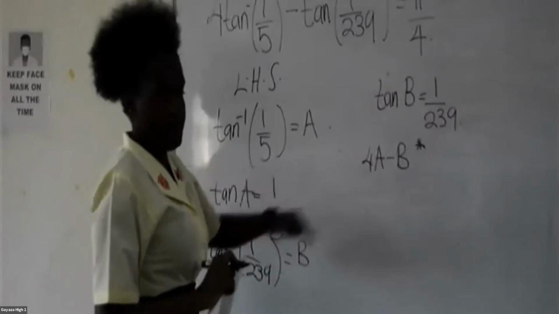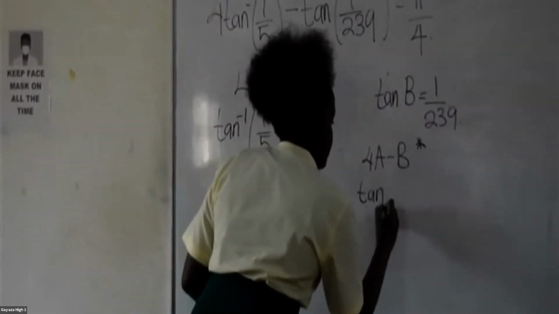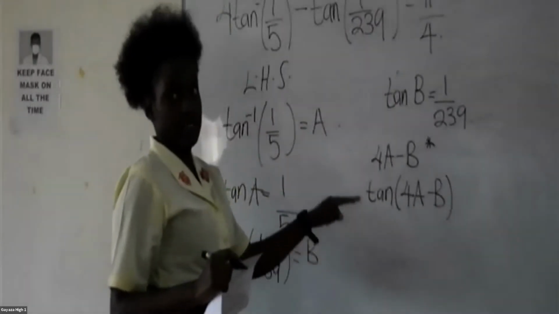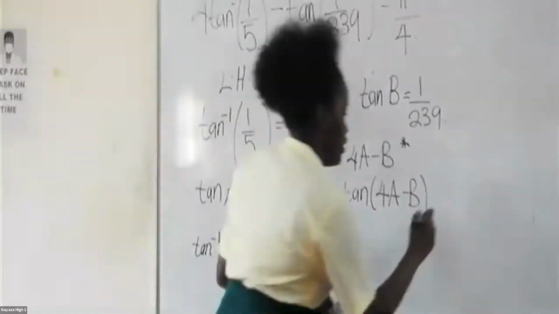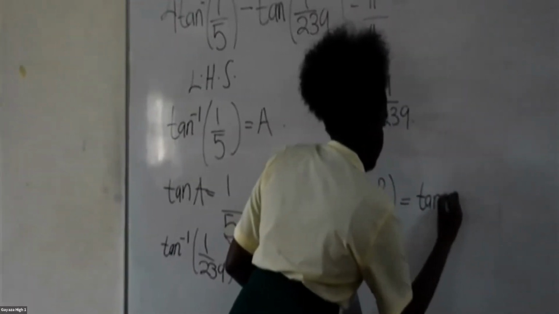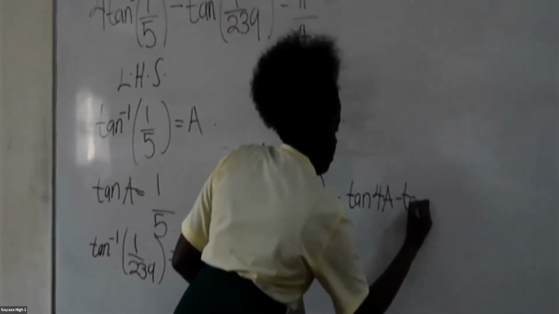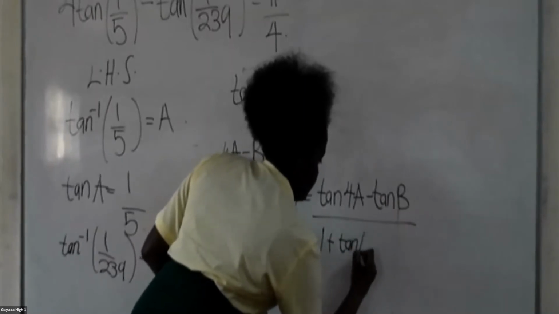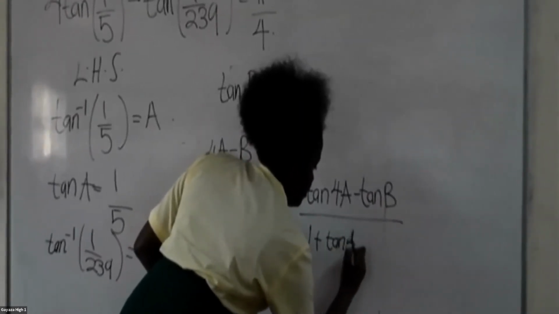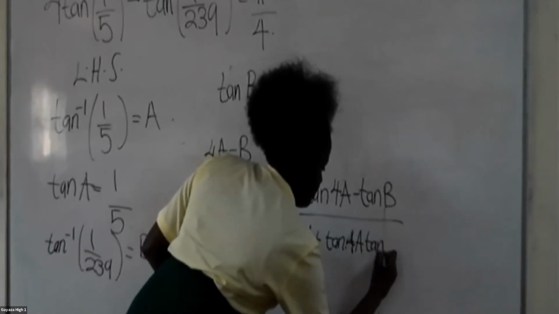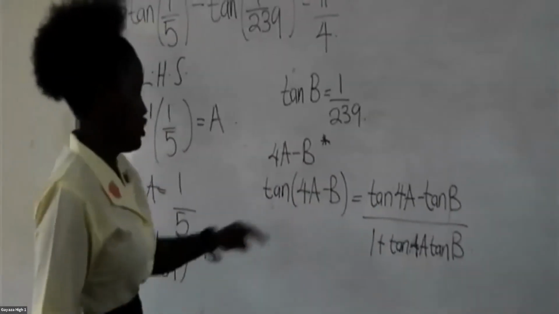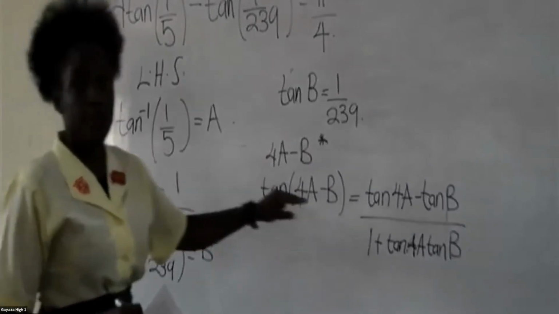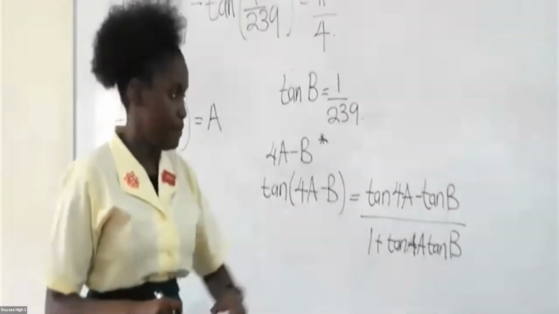So we introduce tan. So tan of 4A minus B. When you look at this, you realize we're going to express them in compound angles. So therefore we have tan of 4A minus tan B out of 1 plus tan 4A tan B. You realize we have tan 4A, but in our statements we only have tan A. So we're going to look for ways to express tan 4A in terms of tan A.